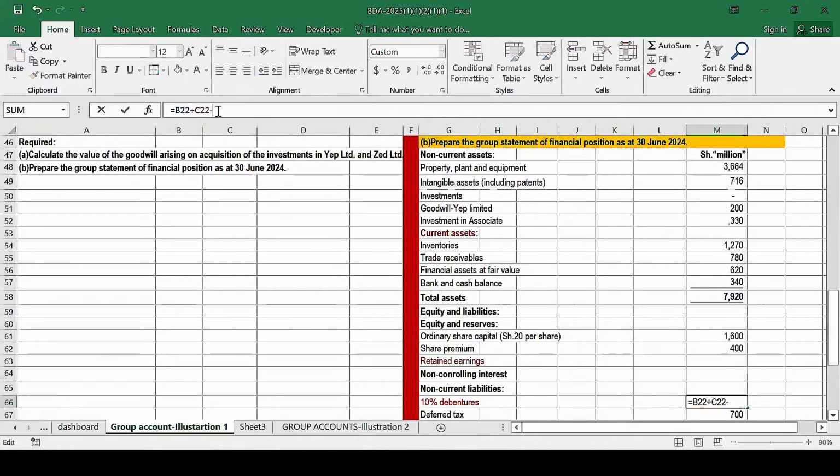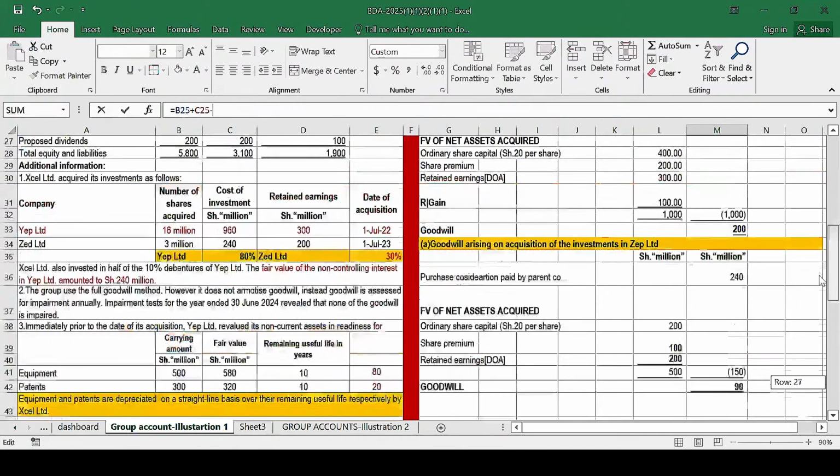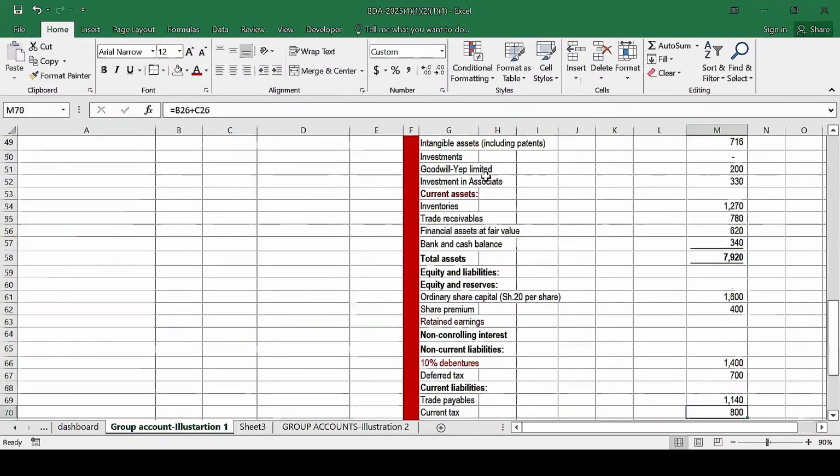So to this, we are going to less 200, the debentures issued to the parent. What about deferred tax? Actually, for any group question, any time you come across an item for tax, that is always a free mark, no adjustment. Trade payables will also have some adjustment because we have an amount of intercompany debt. So how much are we supposed to raise from the payables? This one, 160.